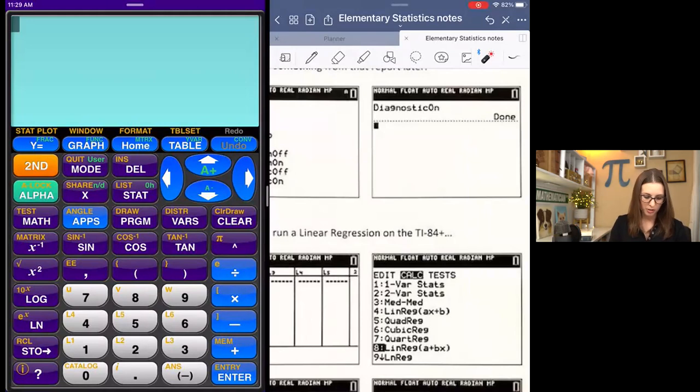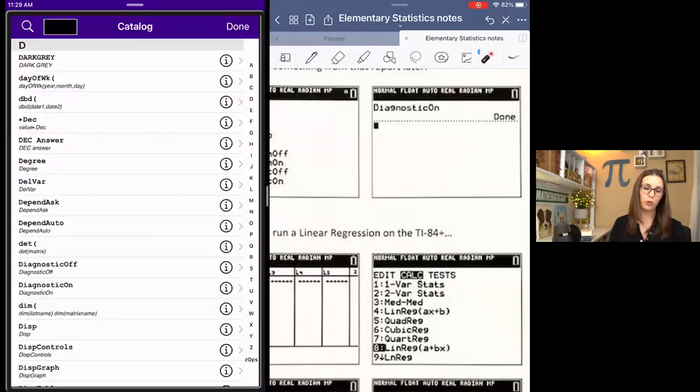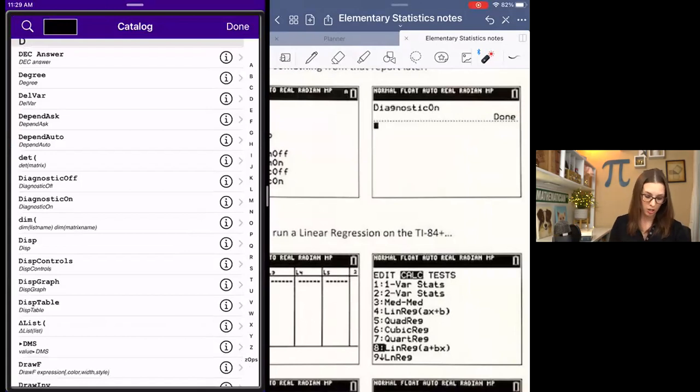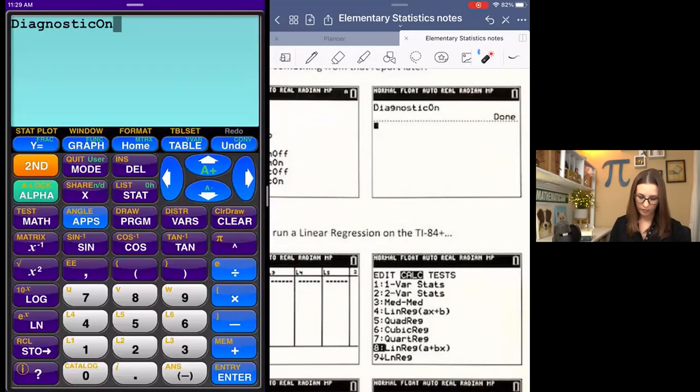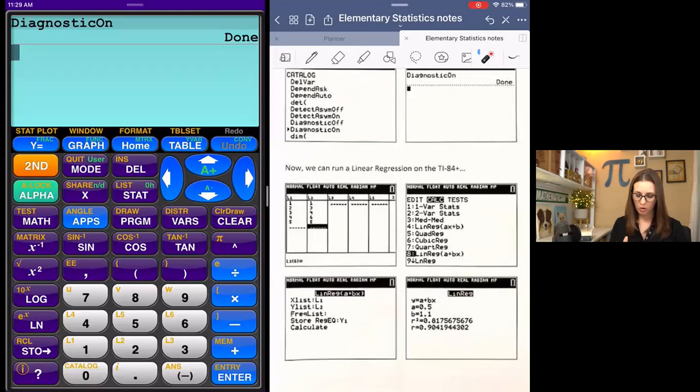You're going to go to second 0, and that pulls up your catalog. You're going to scroll down to the D's, and you'll see diagnostic on is an option. I'm going to turn it on. Hit enter, and you can see done. That means it's done.